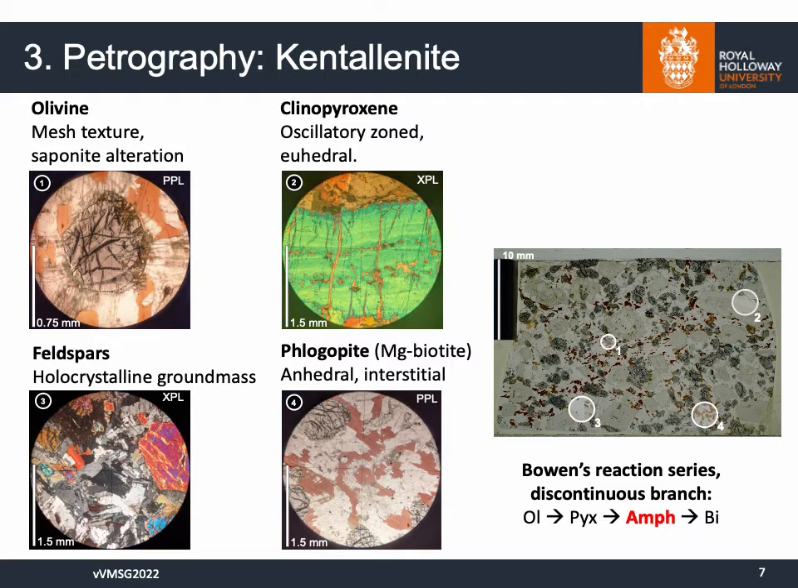Jumping straight into the textural analysis, the Kentallenite shows olivines, clinopyroxenes, biotites and feldspars, however it omits amphibole that is typical of the Bowen's reaction series. This is something we'll explore soon in the geochemical part of this talk. We see euhedral oscillatory zoned clinopyroxene megacrysts, indicating a prolonged crystallization period in the melt, with zoning corresponding to compositional changes, and so identified for lasering.